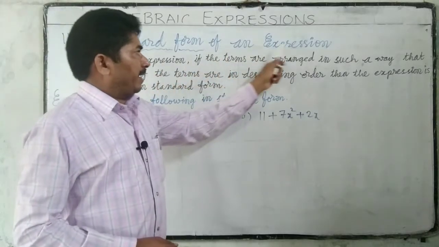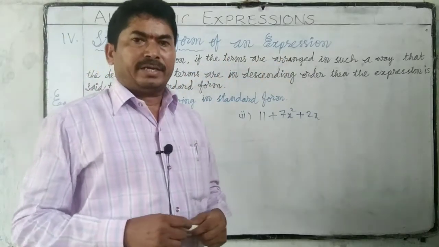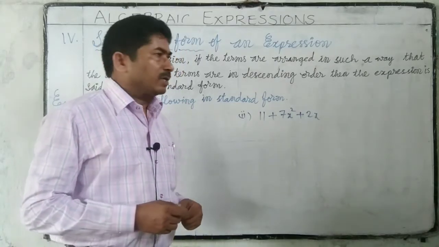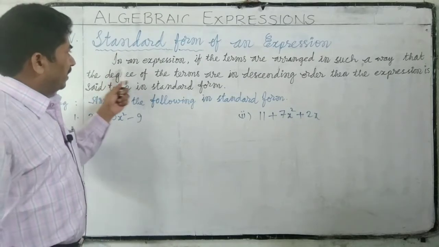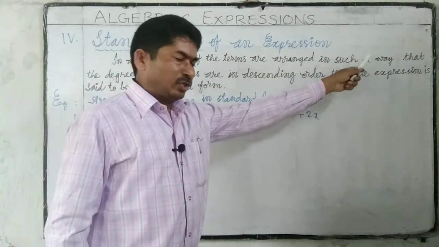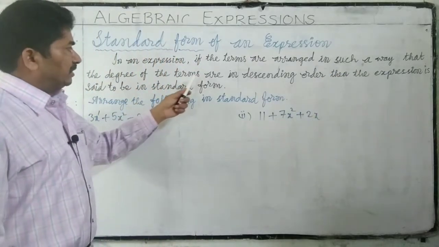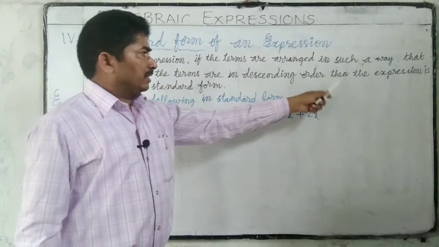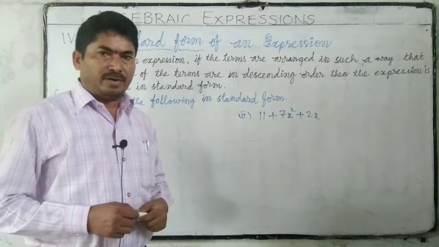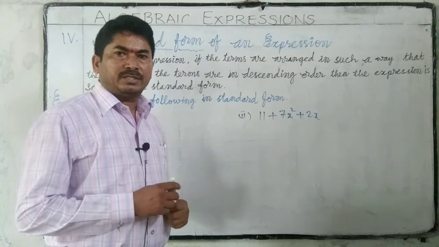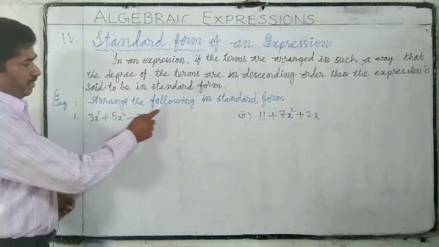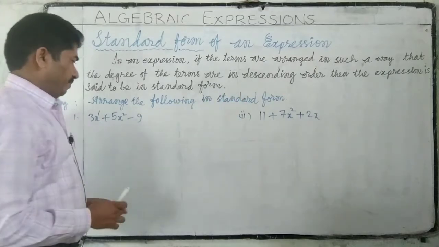Standard form of an expression. What is a standard form of an expression? Let us observe. In an expression, if the terms are arranged in such a way that the degrees of the terms are in descending order, then the expression is said to be in standard form. To understand this, here we have a few examples. Arrange the following in standard form.